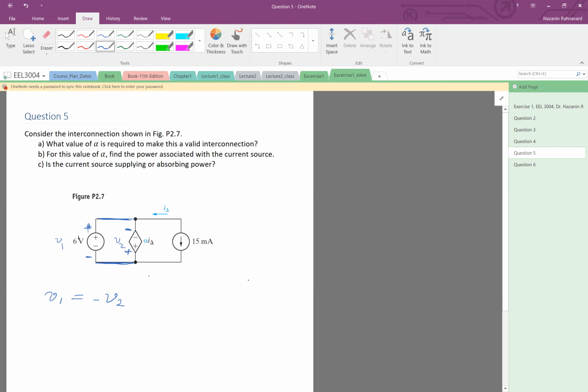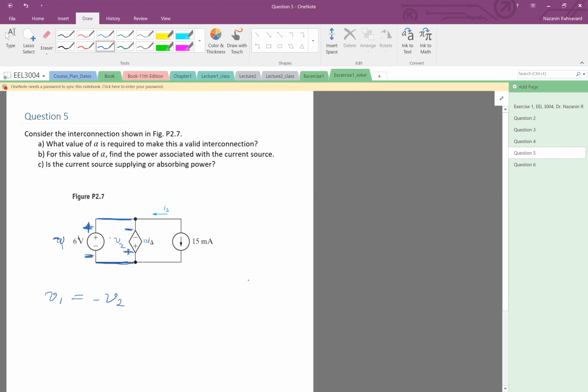If we learn KVL later next week, we can do the KVL here and say negative V1 minus V2 equal to 0, which we're going to get the same thing. But for now, because we haven't learned KVL, it's just a simple parallel case. And because polarity is different, they are basically negative of each other in terms of the reference.